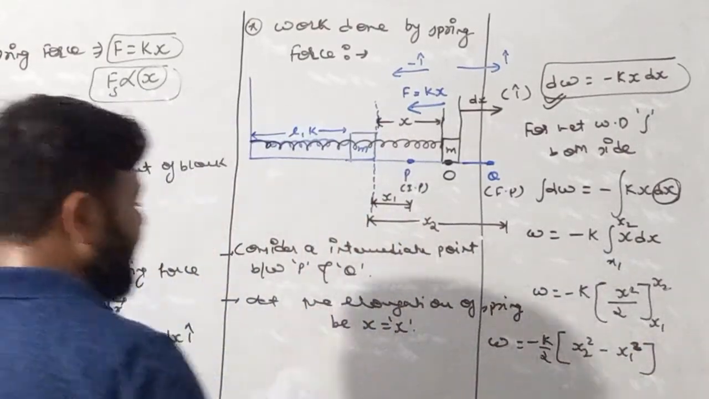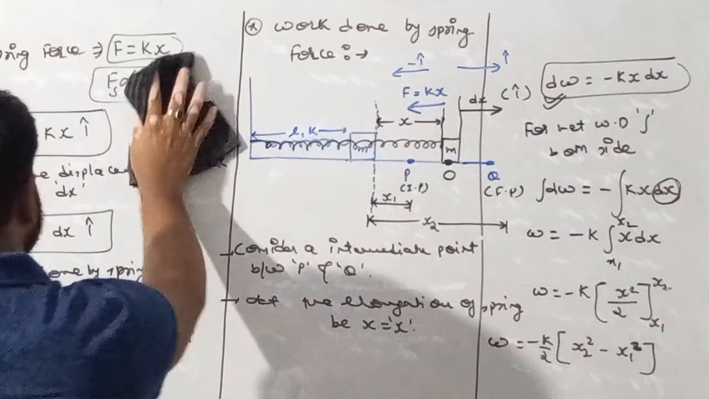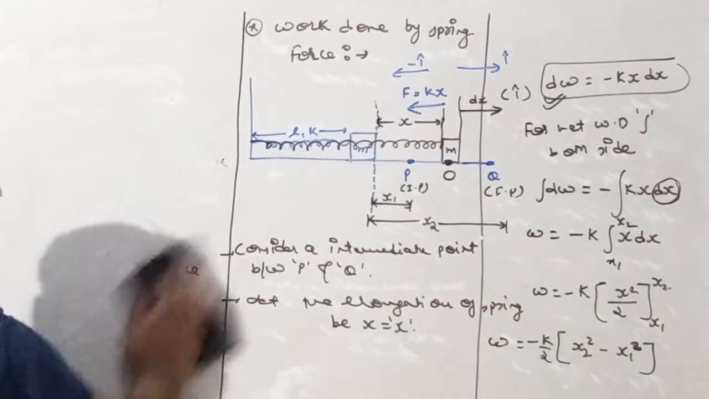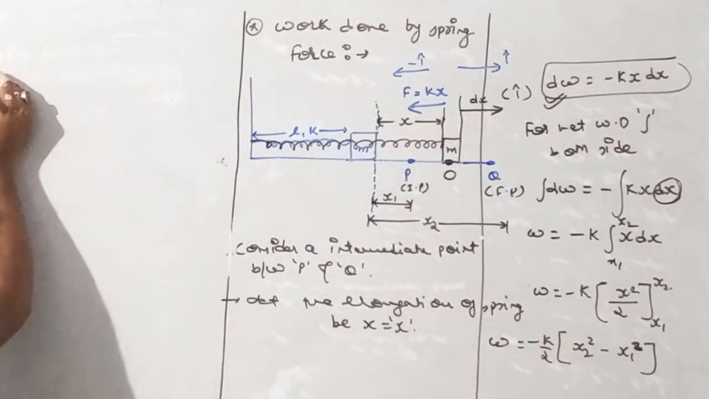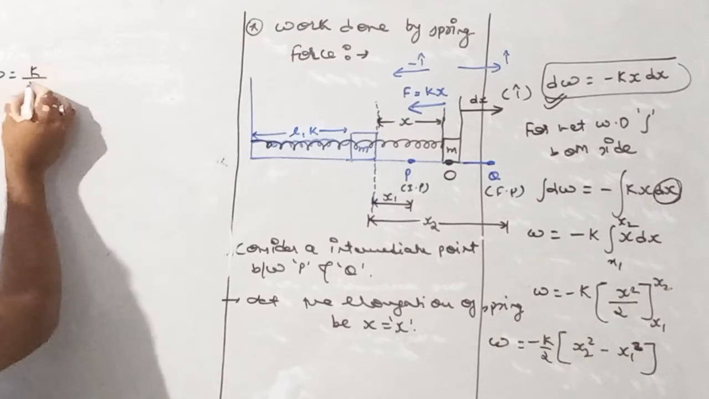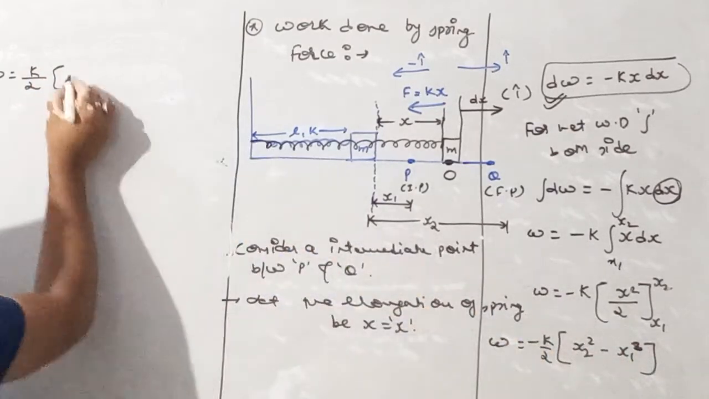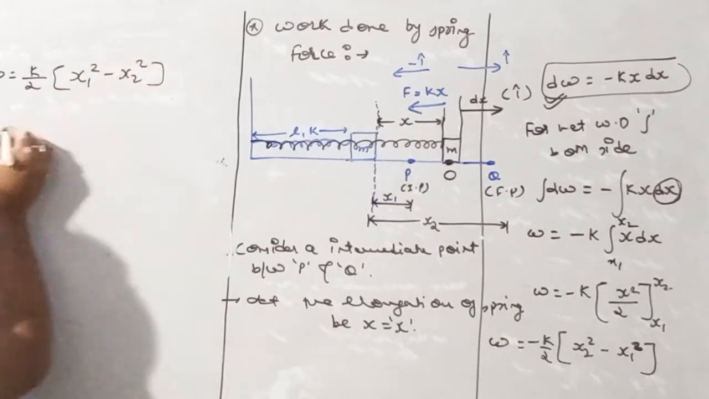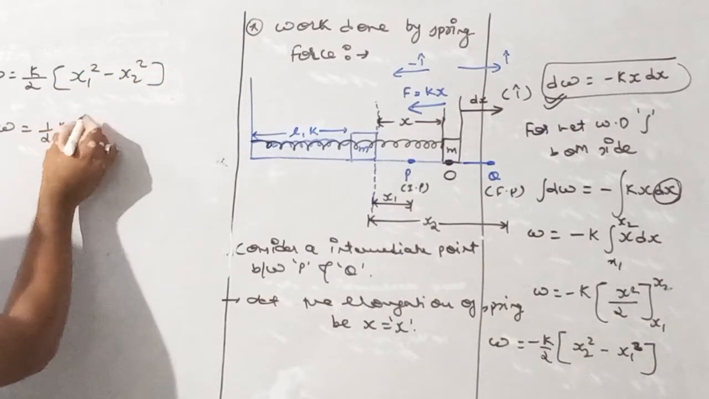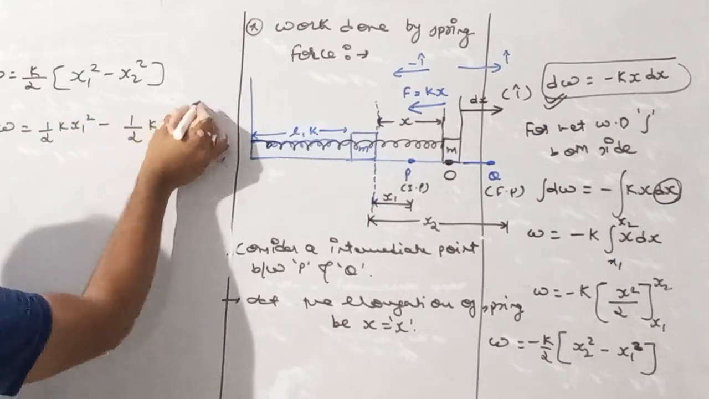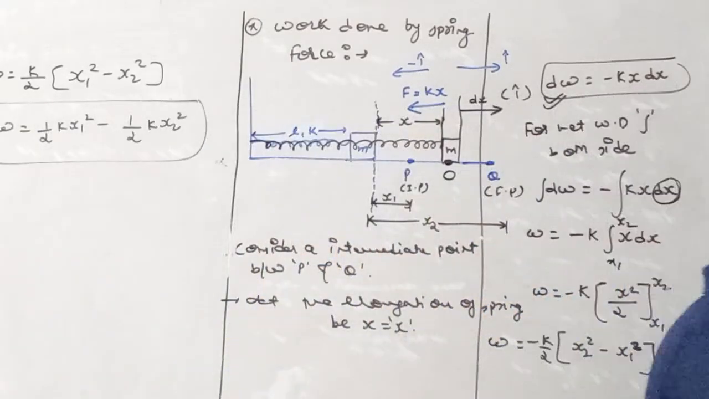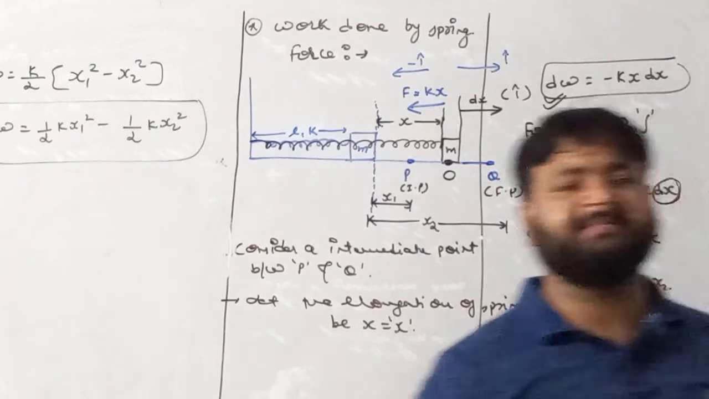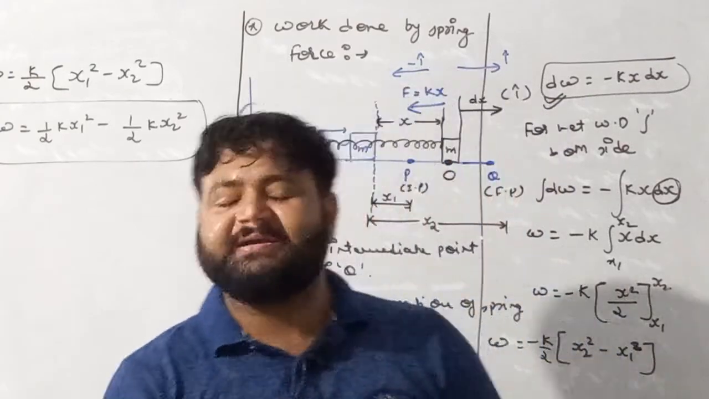Let's take the negative inside. So what will we get? We will get the value of work done by the spring force: taking the negative inside, k by 2, x1 comes first and then x2, because I am taking the negative inside. So we get half k x1 square minus half k x2 square. x1 is the initial point of elongation and x2 is the final point of elongation. I hope you all understand this concept. This concept is called work done by spring force.